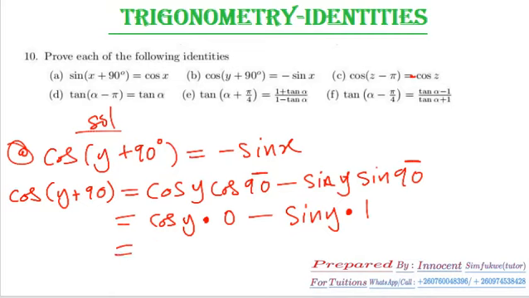Then from here you multiply. What is 0 times cos y? So that's 0 minus sine y, because what is 1 times y? That's sine y. Then from here, what is 0 minus sine y? So that's negative or minus y, like that. So we have proved that the left hand side is equivalent to the right hand side. So it's equal. You get?